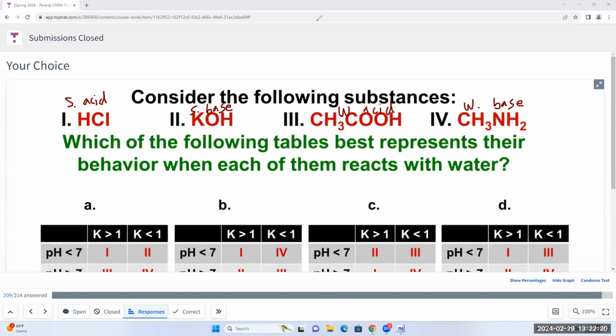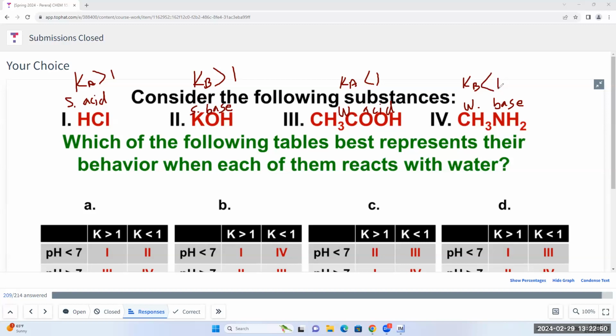So now we know if it is a strong acid, our Ka value must be greater than 1. So Ka is greater than 1, okay? So here strong base, Kb is greater than 1. And it's a weak acid, so Ka is less than 1. And then weak base, therefore Kb is less than 1. These are the K values, okay?